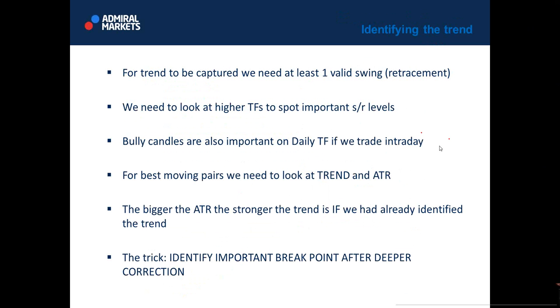So, identify the trend. How can you identify the trend? First, in order to spot good and great moving pairs, you need to identify the trend. So it's not just about the size, it's about the trend. For a trend to be captured, we need at least one valid swing, retracement. I will show you this in an example, but for a trend to be captured, you need at least one valid swing.